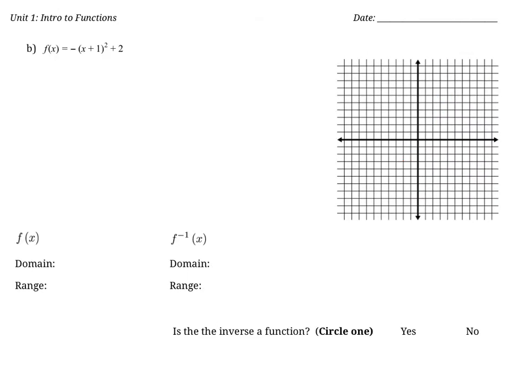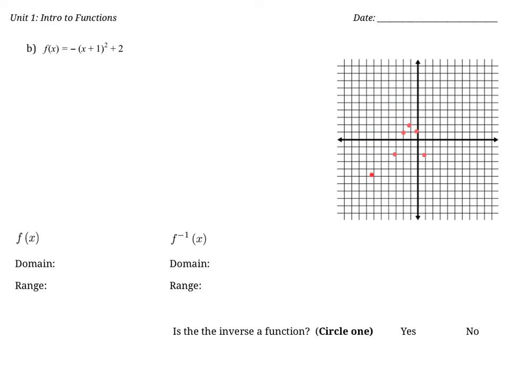Let's try one more difficult example. So the original function that we're given is this parabola that's been reflected in the x-axis. It's been shifted to the left 1 and up 2. So let's quickly sketch a parabola, it hasn't been stretched or compressed, which makes it easier to draw, that's been shifted left, shifted up, and also reflected.